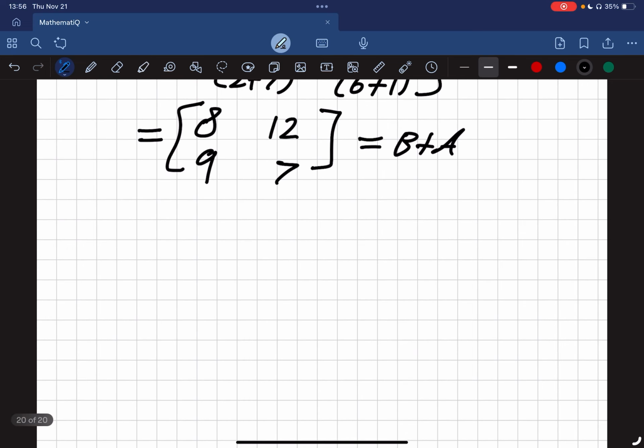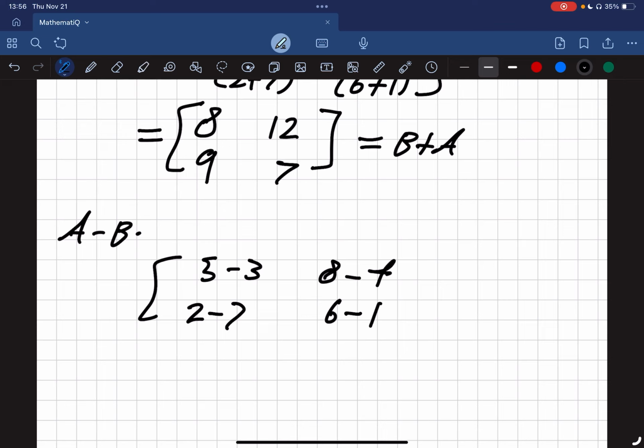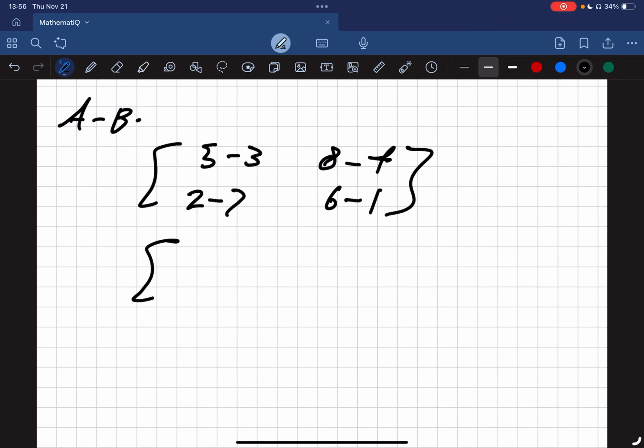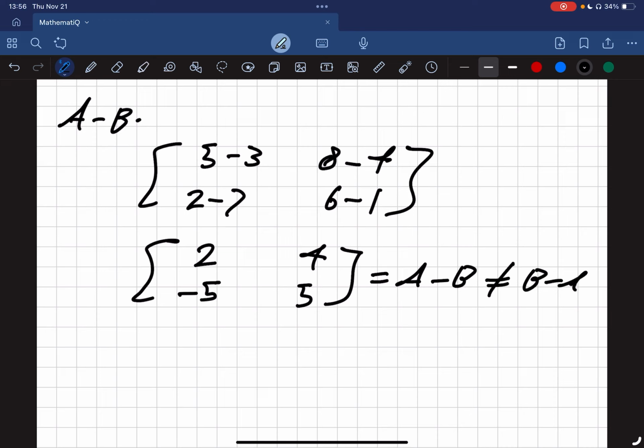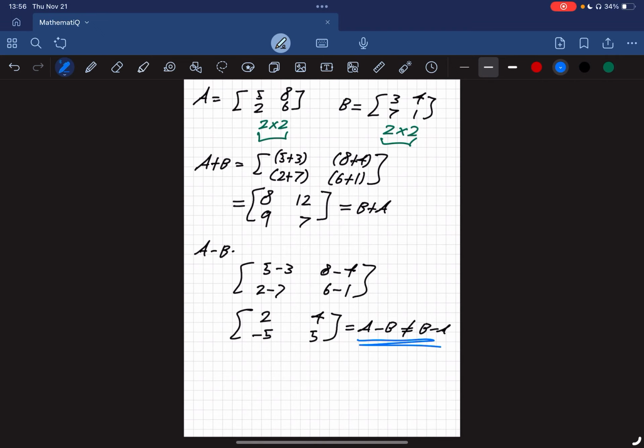And then if you go ahead and do subtraction for this, A minus B once again, we will get 5 minus 3, 8 minus 4, 2 minus 7, and 6 minus 1, which will get you 2, 4, negative 5, and 5. And that is equal to A minus B, which is not, in general, equal to B minus A. I'm really drilling this just because it is a very important point. Subtraction is not commutative, addition is. And that is addition and subtraction for matrices.